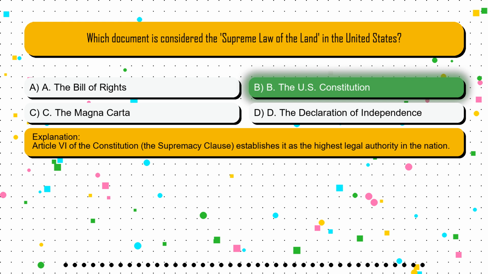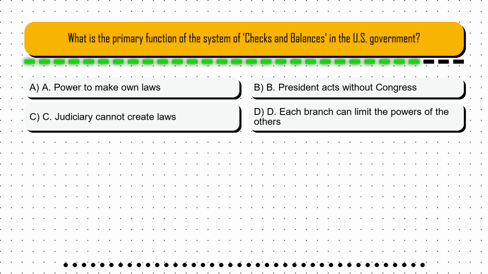Question 26. What is the primary function of the system of checks and balances in the U.S. government? Option A. Power to make own laws. Option B. A president acts without Congress. Option C. A judiciary cannot create laws. Option D. Each branch can limit the powers of the others.